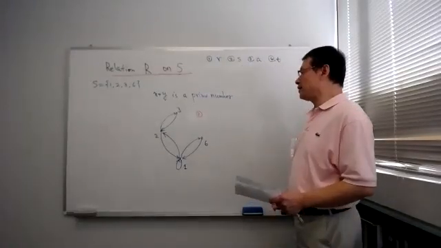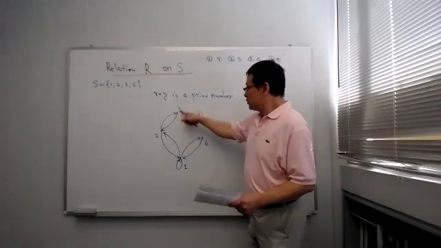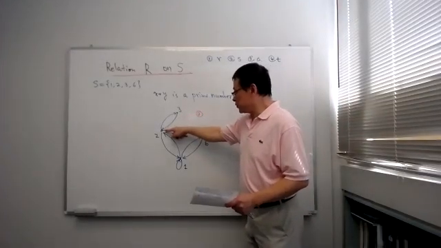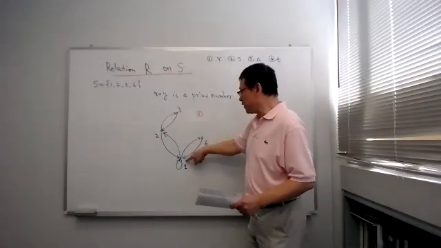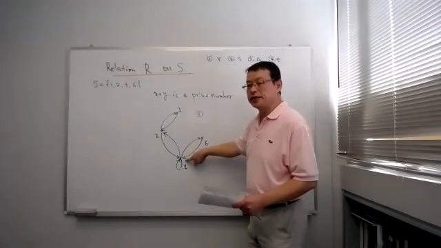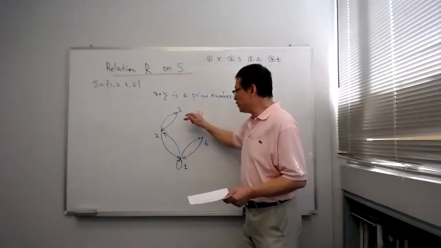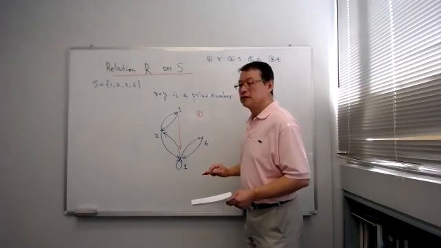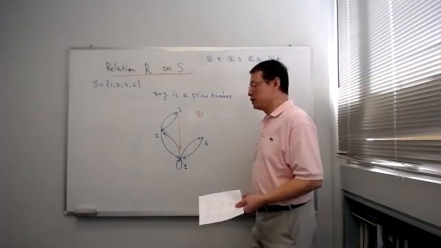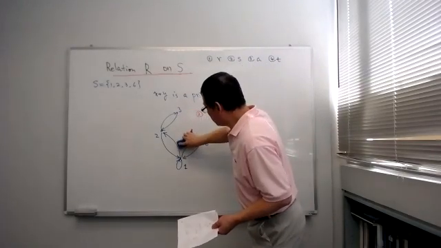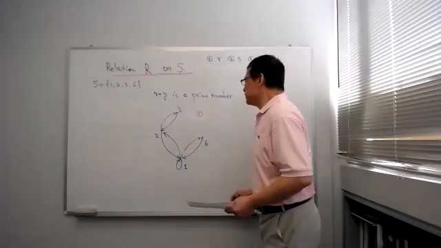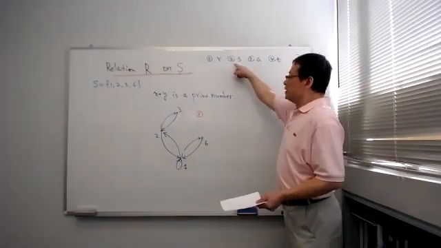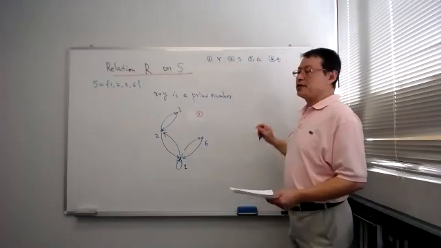So here is a counter example. 3 is related to 2, 2 is related to 1, but 3 is not related to 1. So it's not transitive. If it were transitive, we would have this edge, but we don't have this edge, or arrow. So it's not transitive. So this one is symmetric, but none of the other three.